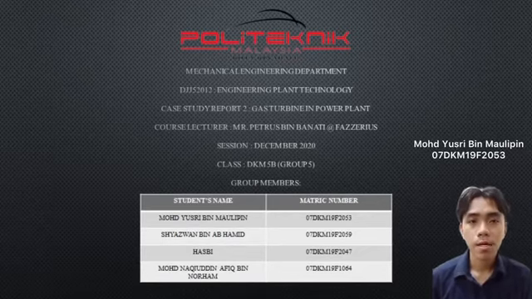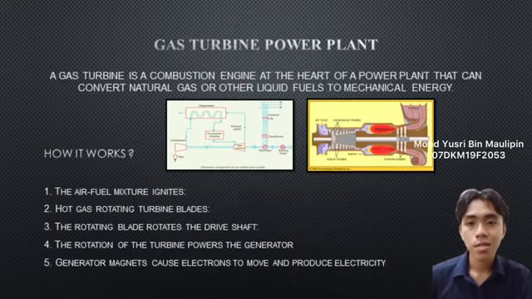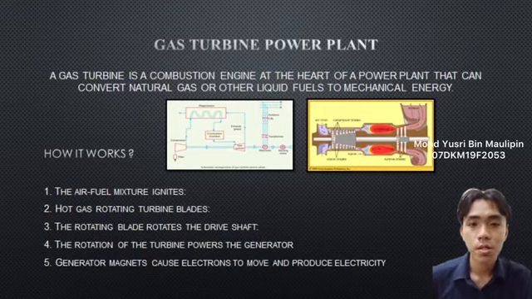We from Group 5 want to present about gas turbine in power plant. A gas turbine is a combustion engine at the heart of a power plant that can convert natural gas or other liquid fuels to mechanical energy.